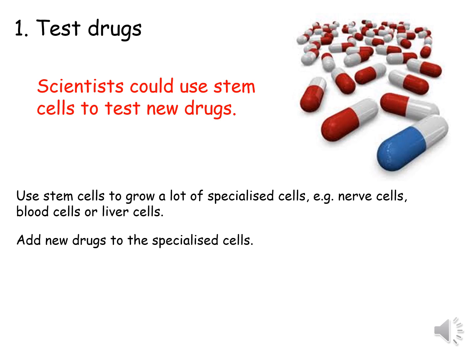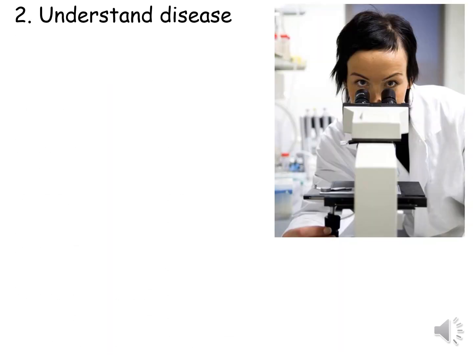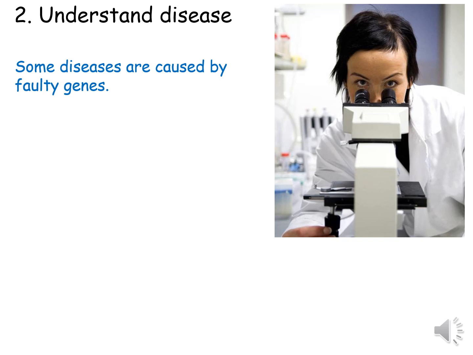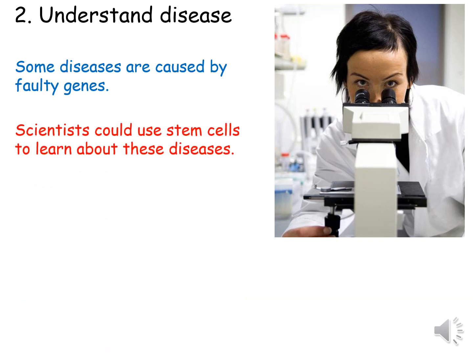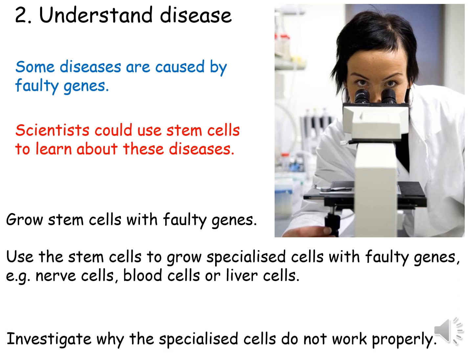So what if we use stem cells to grow specialised cells and add the new drugs to the specialised cells and see what effect they have on them? It might reduce the need for animal testing. Understand disease. Some diseases are caused by faulty genes, and again what we could do is use stem cells, create faults in stem cells and use them to study the disease, really grow stem cells with faulty genes and work with these cells to see what has gone wrong and how it could be potentially fixed with treatment.